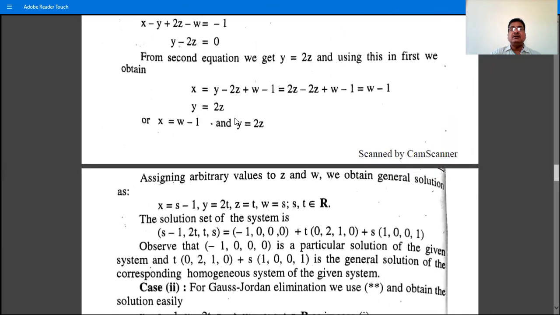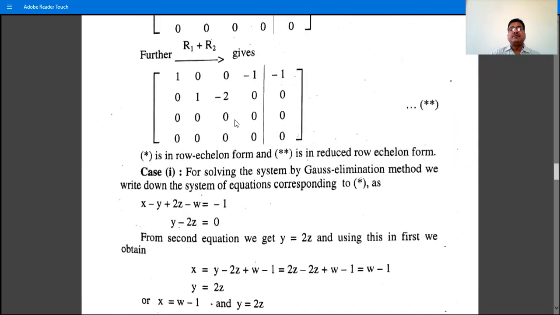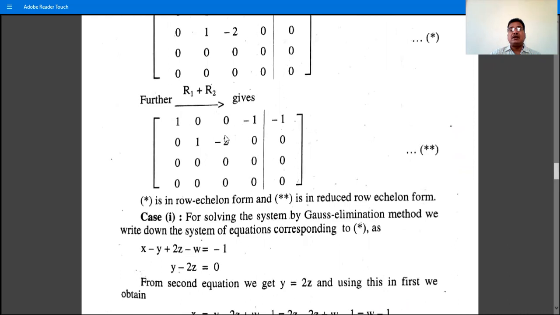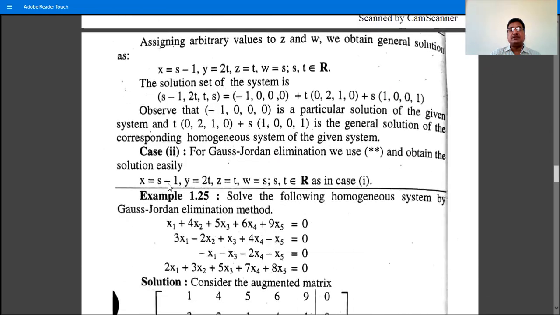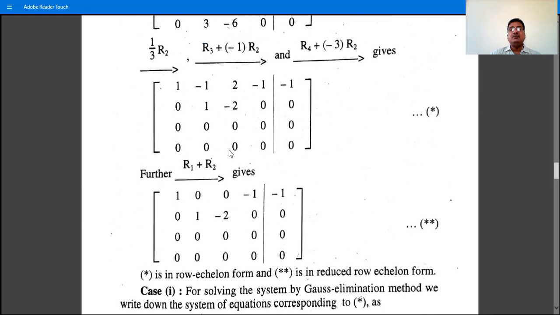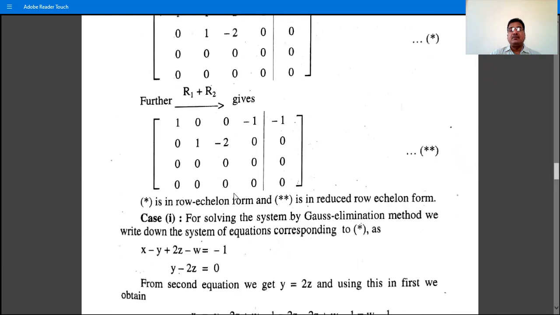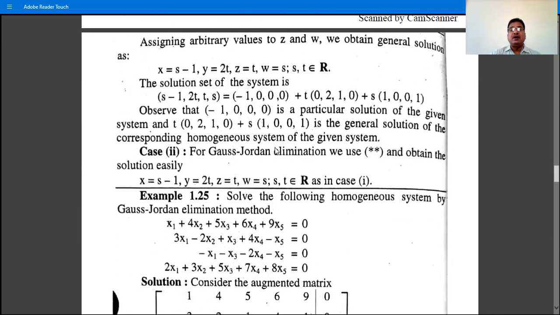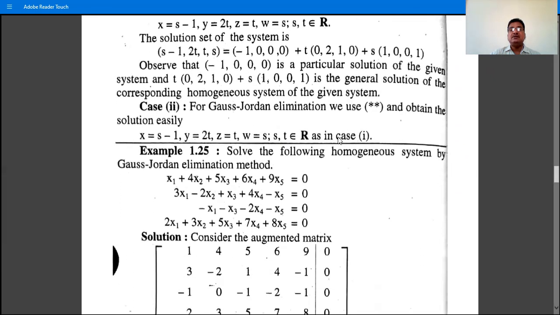So if I have to find the solution by using the Gauss-Jordan method, then we use the row reduced echelon form. So write the equations. We have x minus w is equal to minus 1 as the first equation, and from the second equation we have y minus 2z is equal to 0. So again assign two unknowns. Suppose w is s and z is t, and then find y and x. We have the same solution.